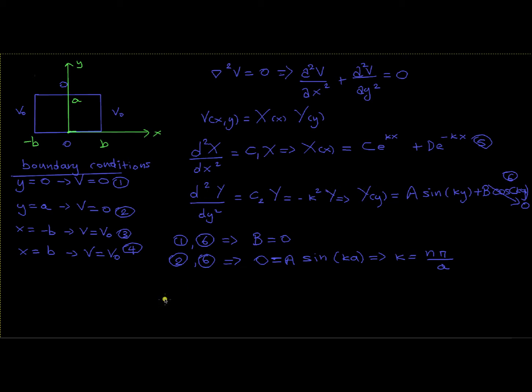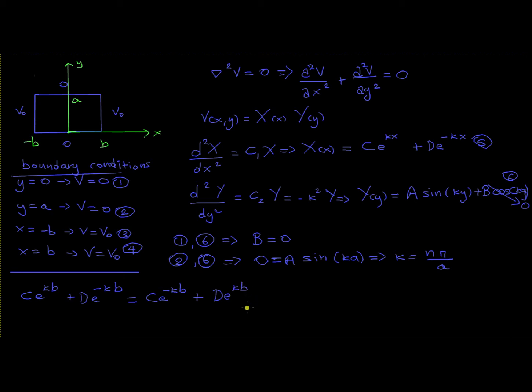Now I will use both 3 and 4 on equation 5, and what this will give me, I will start writing here, C e to the kb plus D e to the minus kb should be equal to V naught, and that should also be equal to C e to the minus kb. On the left side, I'm using the value of x, b, as the value of x. On my right side, I'm using minus b for the value of x. And those two values, the left side and the right side, need to be equal because they are both equal to V naught plus D e to the kb.